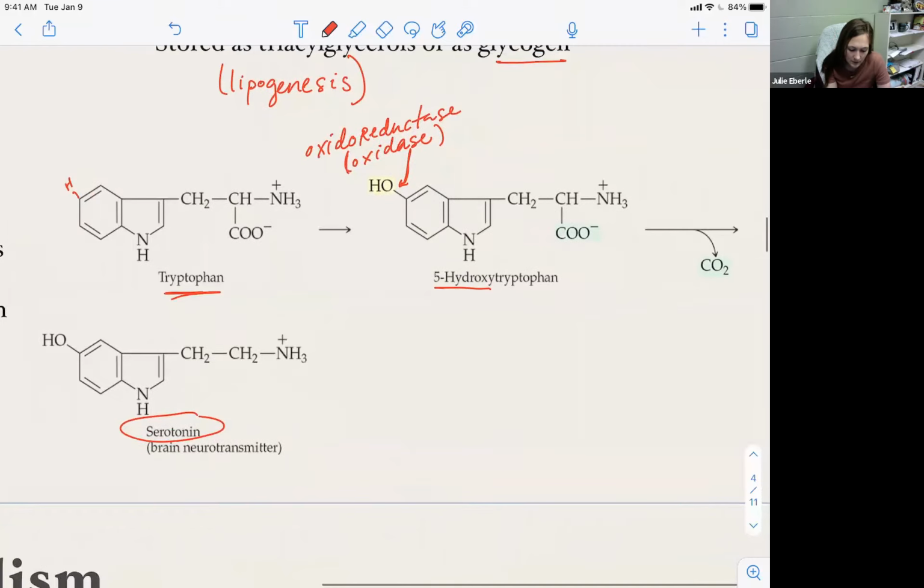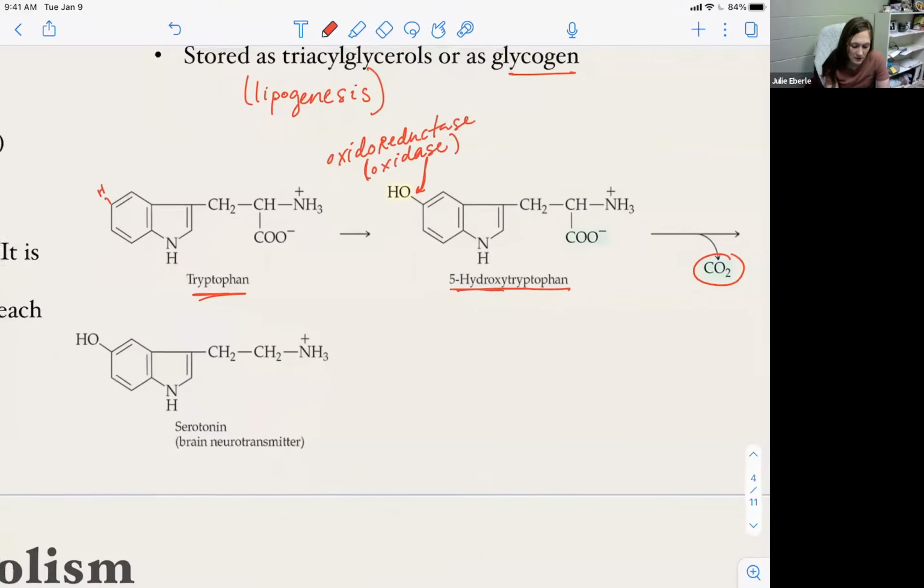Okay, now look at the difference between 5-hydroxytryptophan and serotonin. And we take off a CO2. Now, we are not using a coenzyme here, so it's not a dehydrogenase. We're taking off a CO2 from the backbone of tryptophan to leave us with serotonin. What kind of enzyme would do this?